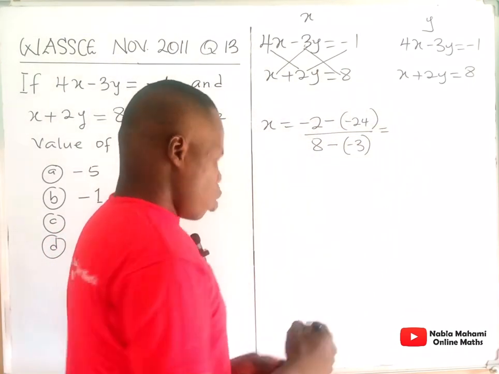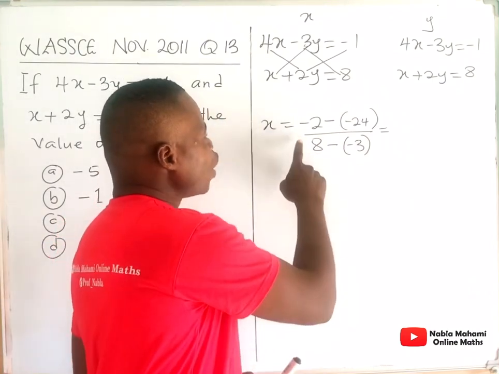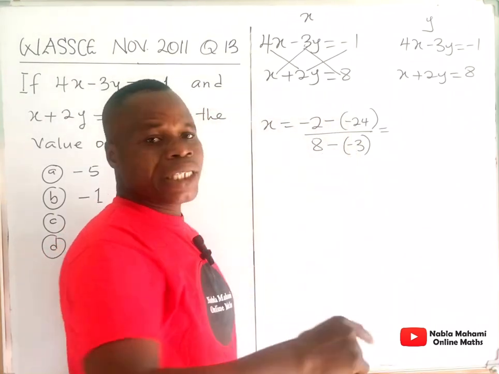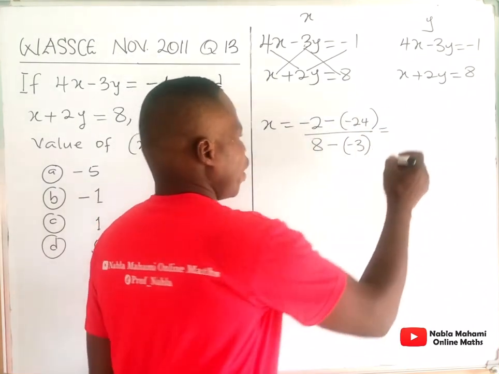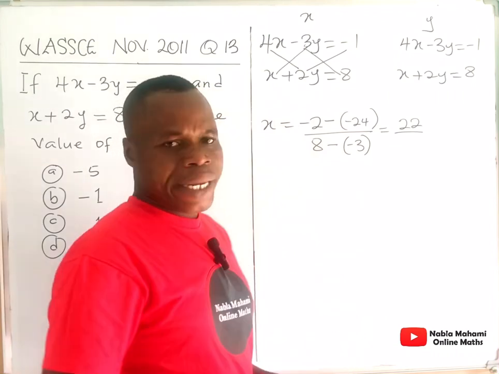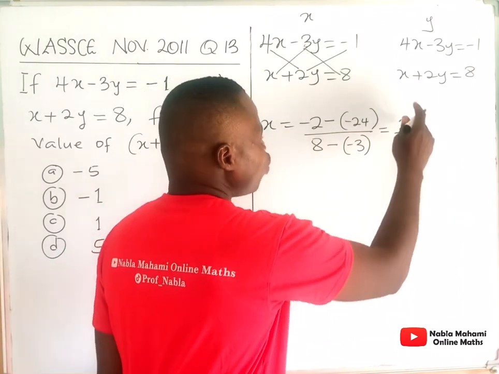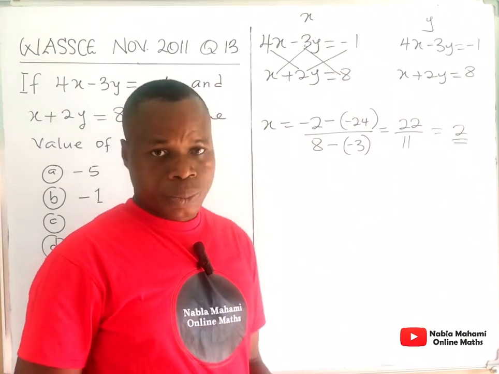And now, let's add the numerators and add the denominators. After that, we simplify. Minus 2 minus minus 24. And you know that when negatives follow each other this way, it tends to be positive. So it will now be minus 2 plus 24. And that will give me 22 over 8 minus minus 3, which tends to be 8 plus 3, which is 11. And 22 over 11 is 2. That means that x is 2.